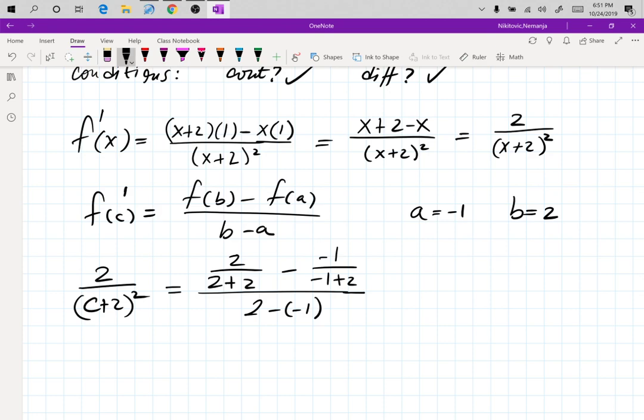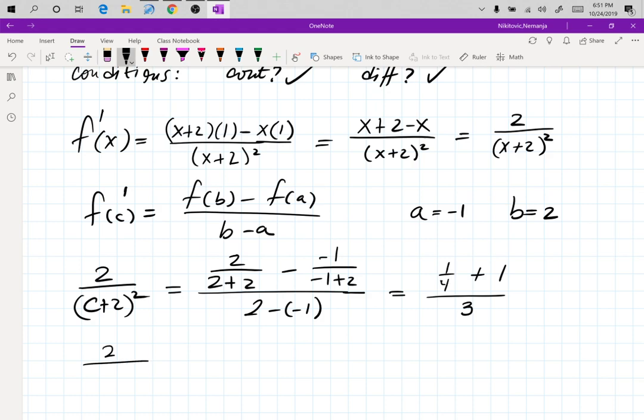I plugged in b, which is 2, into f of b, and then I plugged in -1. And as you can see, this equation has a single variable, which is variable c. So we just compute that. So I have 1/4 plus 1 divided by 3.